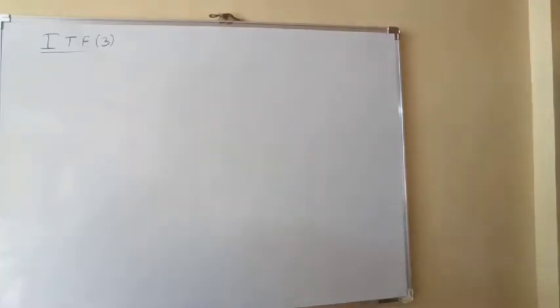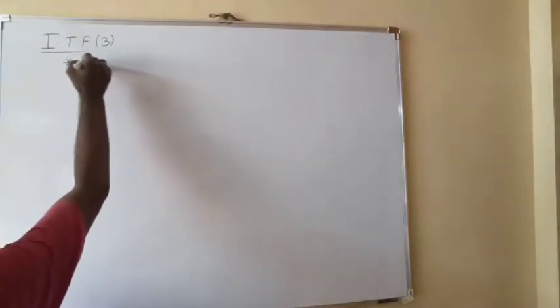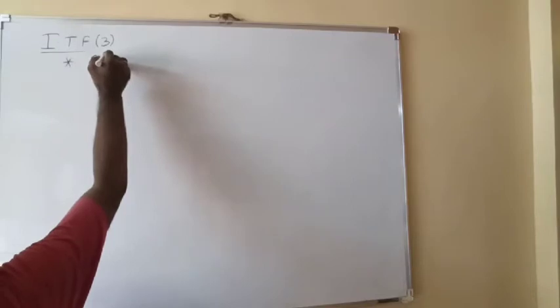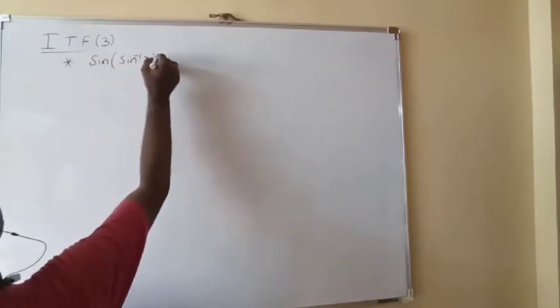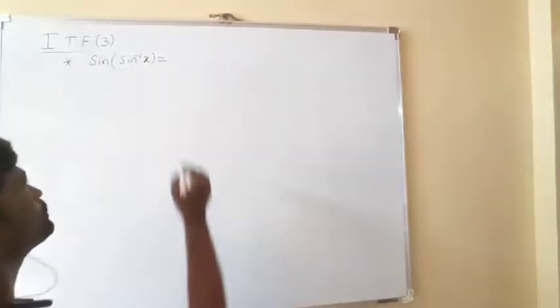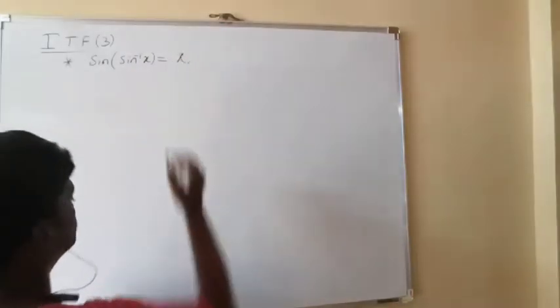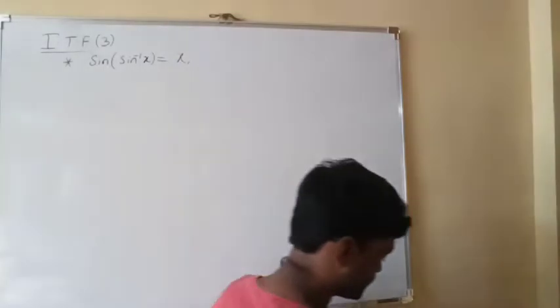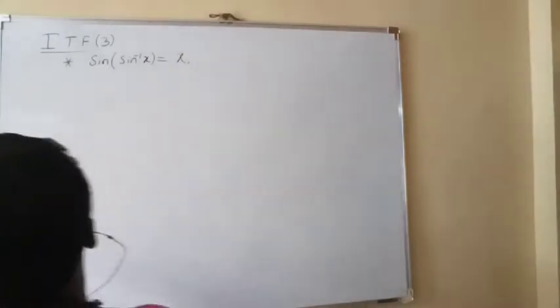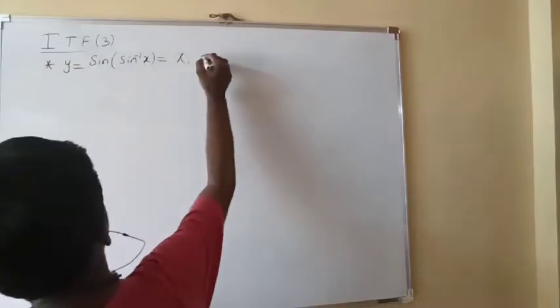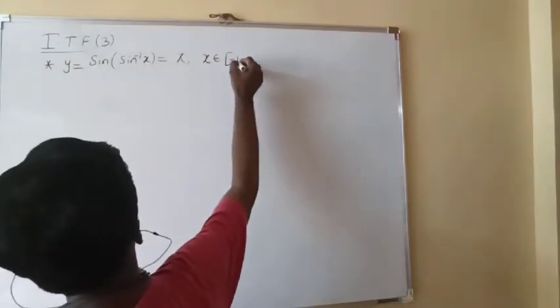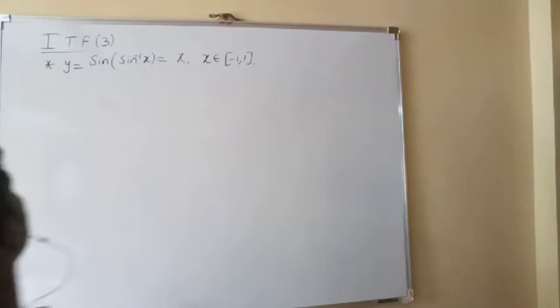Next, I am going to explain the next property. What is the sine of sine inverse x? Sine of sine inverse x is x, only when x belongs to the closed interval minus 1 comma 1.